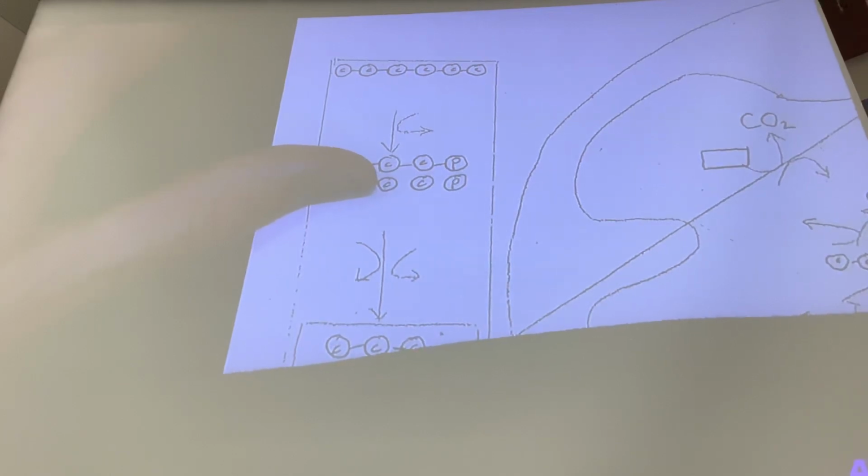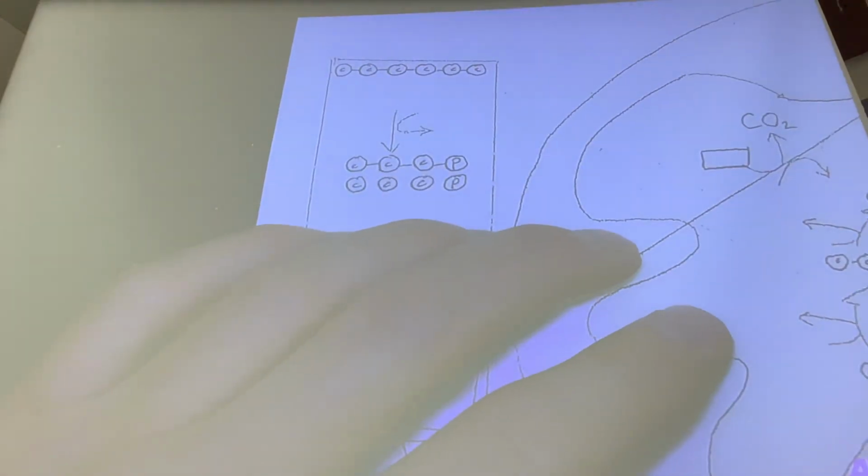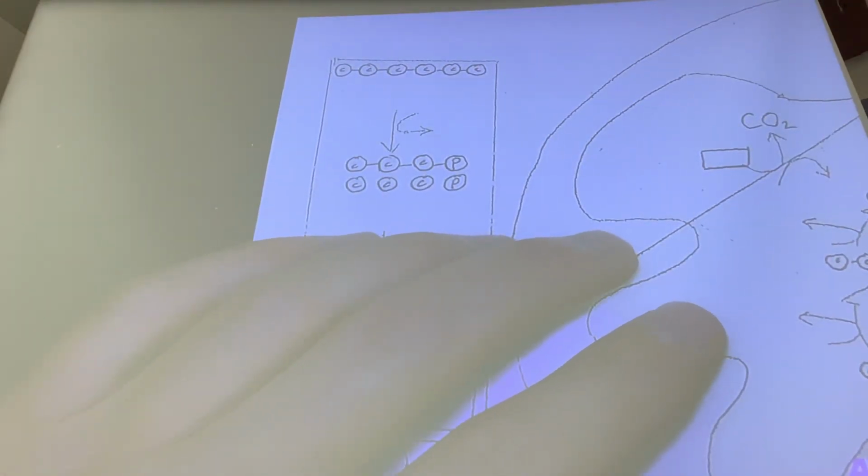Glycolysis. Glycolysis, sugar breaking. So we're going to take the sugar and we're going to break it. Now, where does glycolysis happen? Mitochondria? It does not happen in the mitochondria.